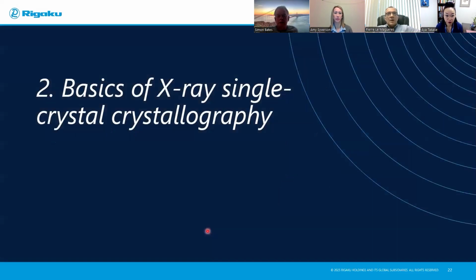Thanks. Now let me move on to the next part of my talk. There are three parts all together. I'll explain the basics of the beautiful tool that we have at hand to determine crystal structures, and that tool is called single crystal crystallography. The second part will be about X-rays, and the next part will be about electrons.